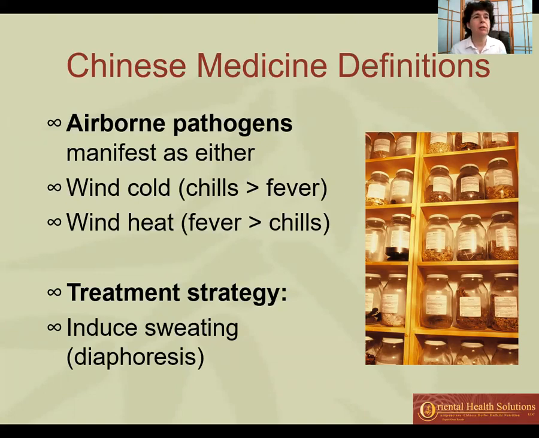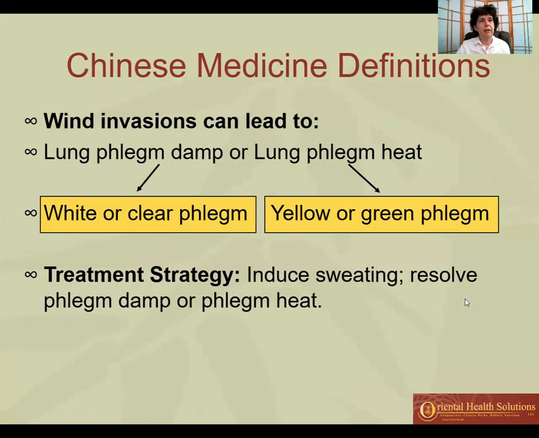And then the treatment strategy is to induce sweating or cause diaphoresis, which means that if the external airborne pathogen invaded the body, we want to open the pores and allow the pathogen to escape the body. Okay, so that's a simple strategy. And then if the wind invasion is not treated in its acute phase, then it could move further into the lungs, causing either phlegm damp or phlegm heat.